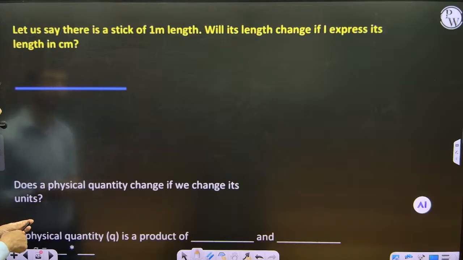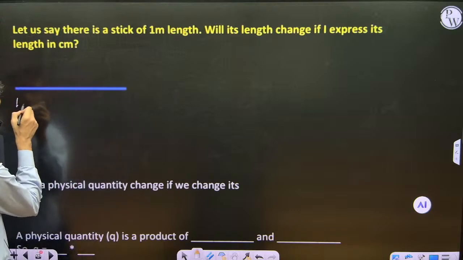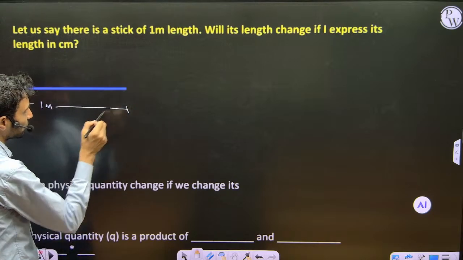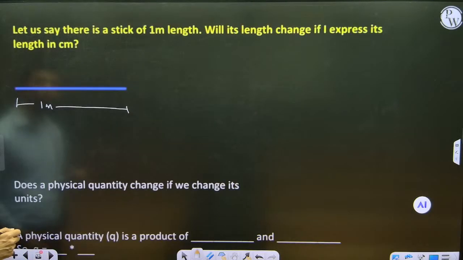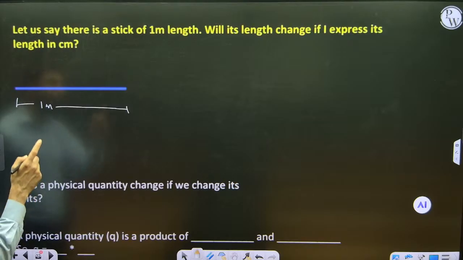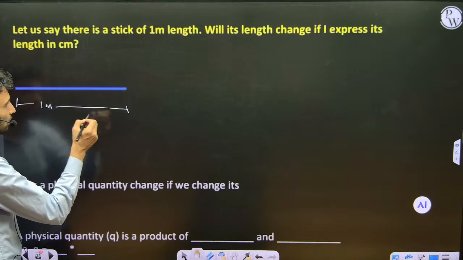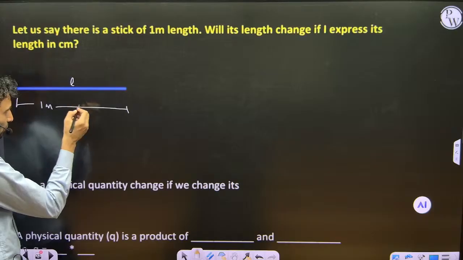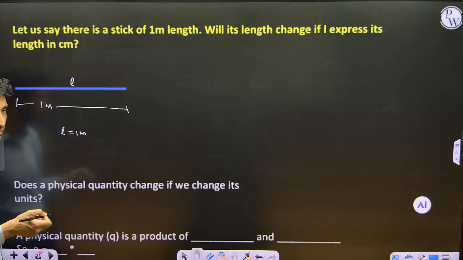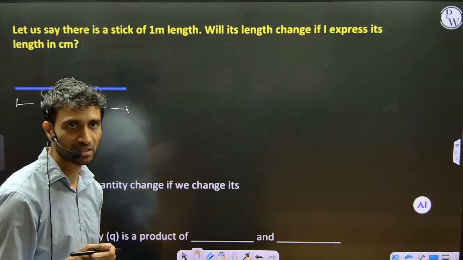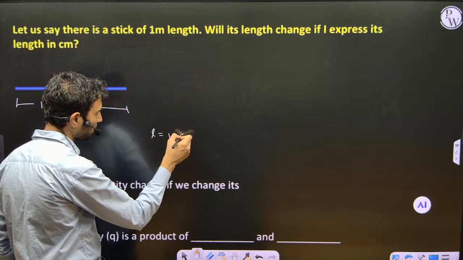Now, let us say that there is a stick of length 1 meter. So the length of the stick is 1 meter. Will its length change if I express it in centimeter? So let L be the length of the rod. I can write L is equal to 1 meter. Will the length change if I write it in centimeter? It will be 100 centimeter.